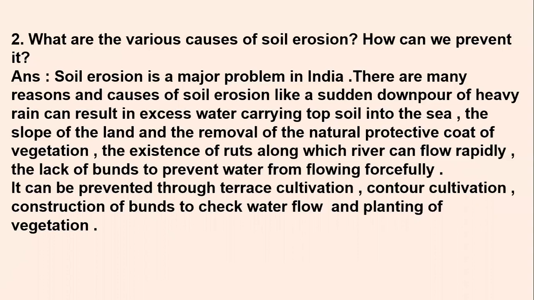I said the meaning that the water, when it is flowing through the channels, makes a way, a kind of channel, a small stream, that is known as ruts. The existing ruts flow along with the river, and it flows very rapidly and very forcefully, so it carries the silt and the nutrients of the soil, thus it causes soil erosion.